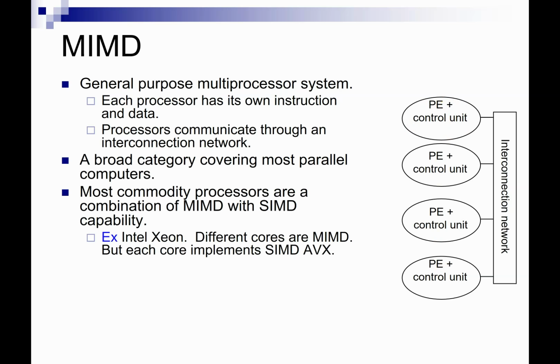Now it turns out that if you look at most processors in use, there's somehow a combination of MIMD and SIMD. For example, if you look at the Xeon processor, each of these processors has multiple cores, right? Each core can do its own instruction. Therefore, these different cores represent multiple instructions on multiple pieces of data. However, within each core, they also implement the SIMD instructions, for example, the AVX instructions. So altogether, this Xeon processor is a combination of MIMD on the cores and then SIMD on the AVX instructions.